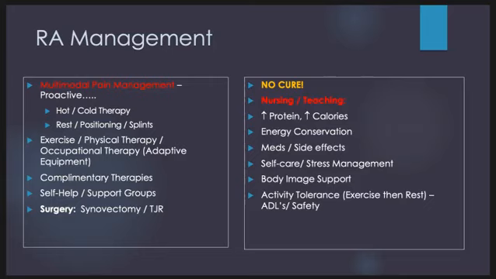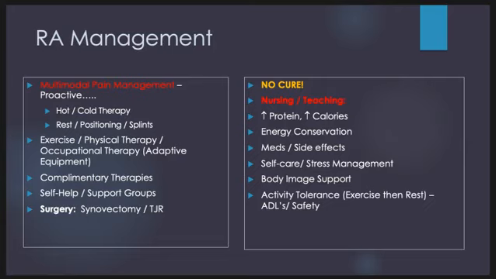For rheumatoid arthritis management, patients require multimodal pain management, meaning they're going to need multiple methods for pain relief. Non-pharmacological methods include things like heat therapy, rest, and positioning. Some may also benefit from splints. Again, exercise is really important for these patients. Some may really benefit from physical therapy and occupational therapy. Complementary therapies include cupping, acupuncture, or massage.